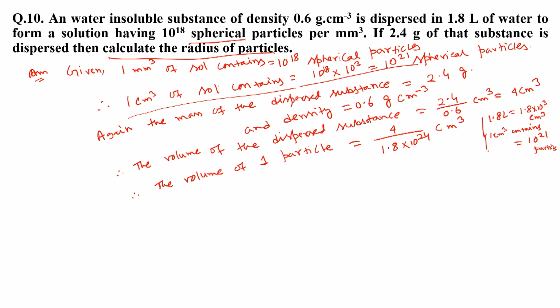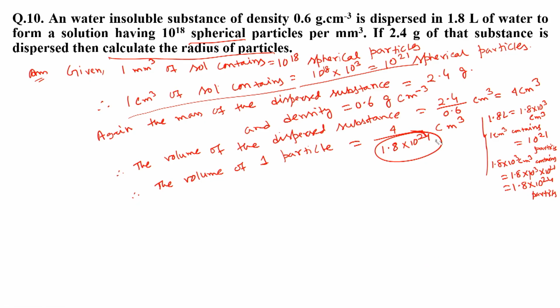And what is the volume now? Volume is 1.8 times 10 to the 3 centimeter cube, which contains 1.8 times 10 to the 3 times 10 to the 21. So we get 1.8 times 10 to the 24 particles. Okay, so that's what this factor comes here, 1.8 times 10 to the 24.